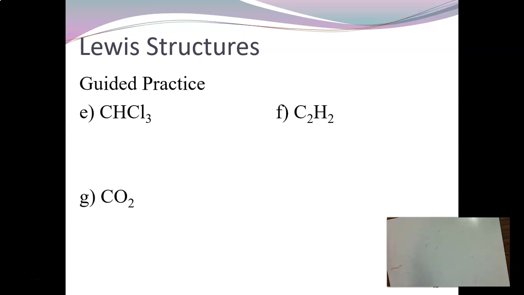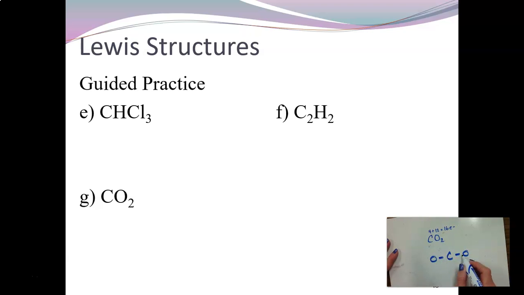Okay, let's do one more. We've already done carbon dioxide once, but let's do it again because it's in here. CO2. So carbon has 4 valence electrons. Each oxygen comes with 6. 6 times 2 is 12. So I have a total of 16 electrons. Carbon goes in the middle because carbon's always going in the middle. I'm going to bond each oxygen.